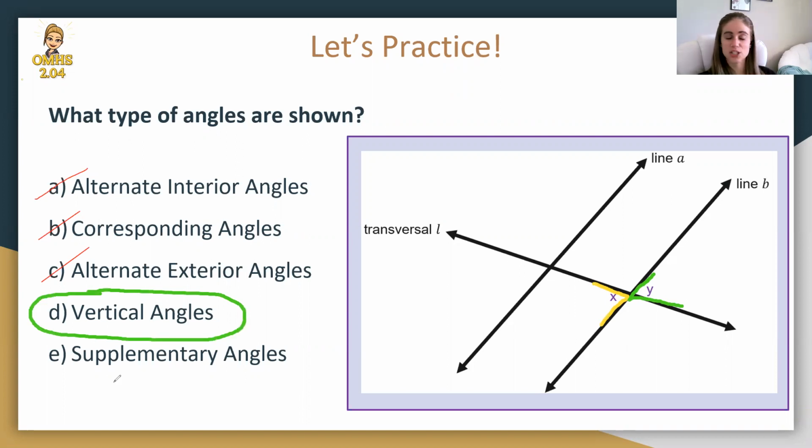Even though we've picked it, let's go through supplementary to help refresh our memory on what we're looking for. Supplementary angles need to be adjacent, so next to each other, and create a straight line. When I look at these two, they are not next to each other, nor do they create a straight line. So it cannot be E.